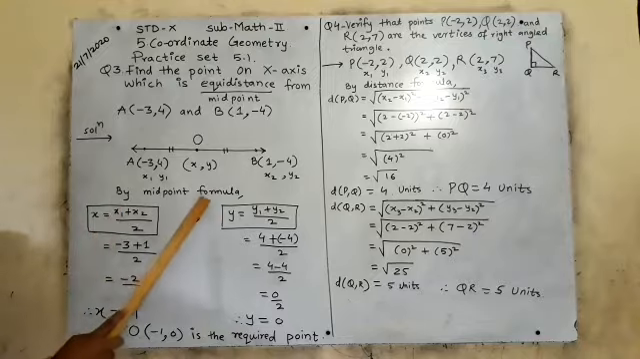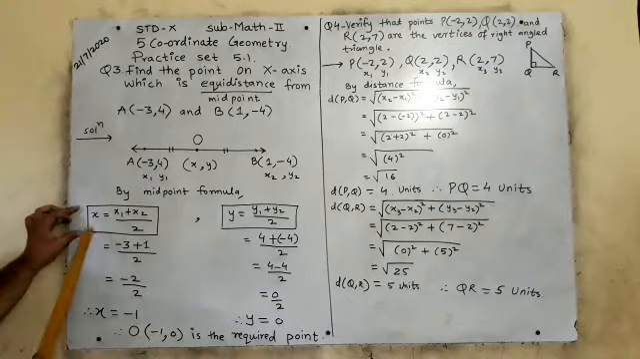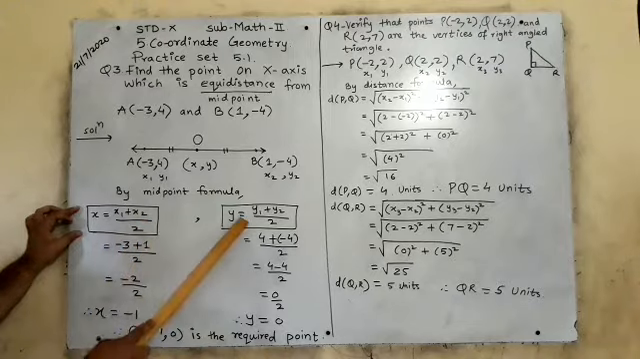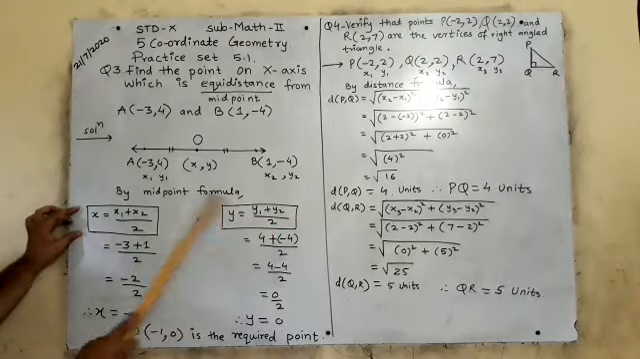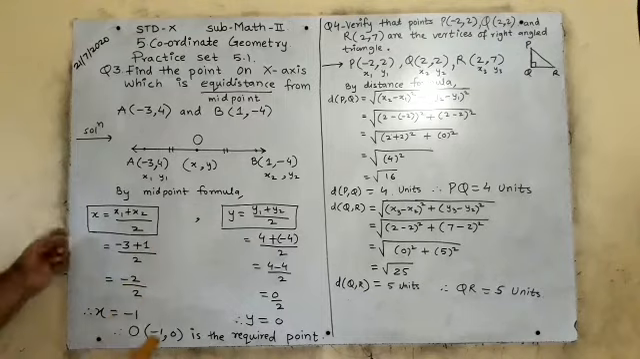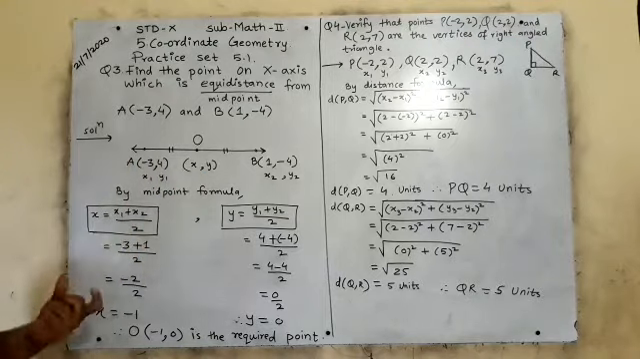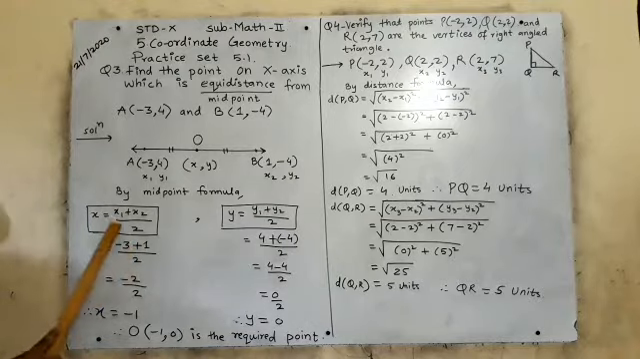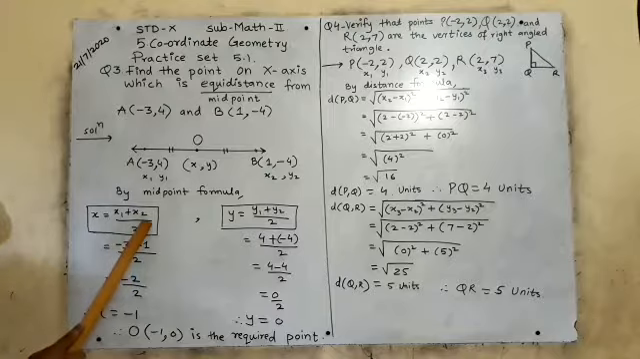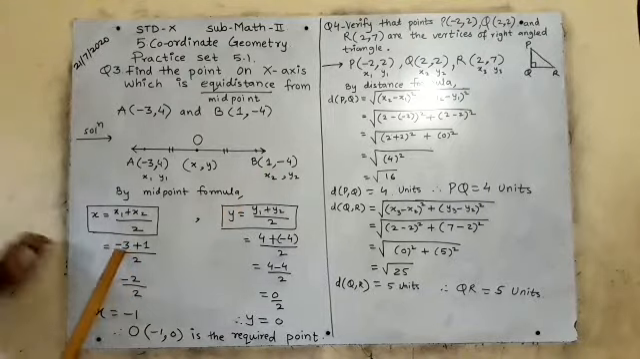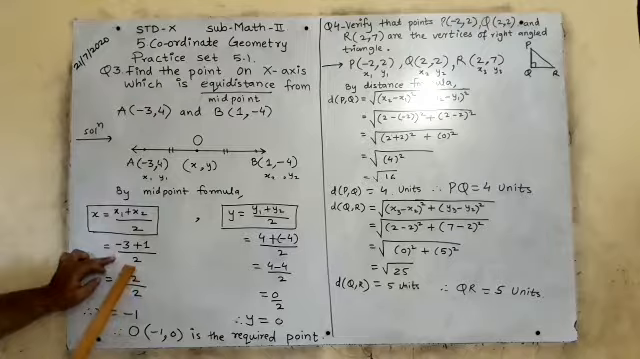So by midpoint formula, what is midpoint formula? x is equal to x1 plus x2 upon 2 and y is equal to y1 plus y2 upon 2. This is the midpoint formula to find the x coordinate and y coordinate, because point O will be having x and y. So we have to find O, that is coordinate of x and coordinate of y. x1 is here minus 3, formula plus x2 is here 1. So here minus 3 plus 1 and upon 2 as it is.